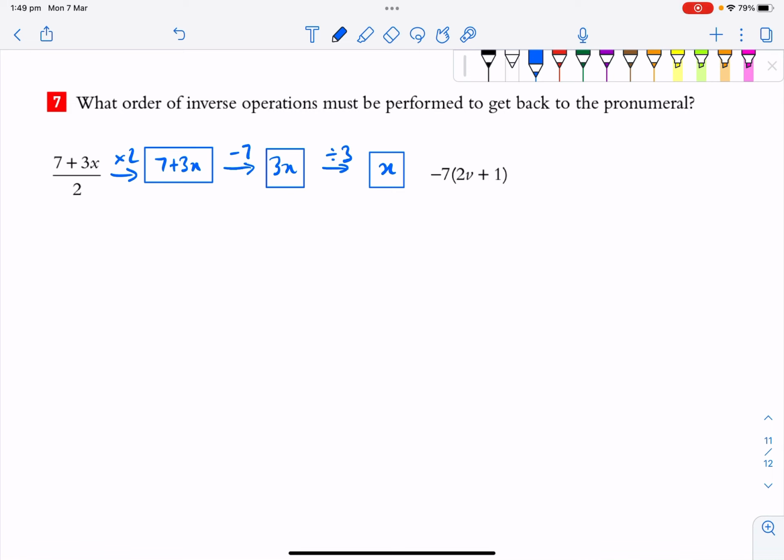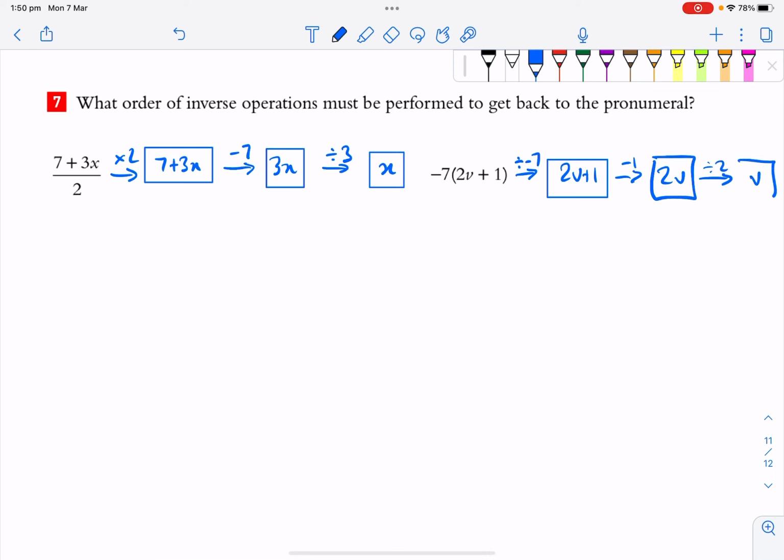Let me start from here. So here, we're going to end up at 2v plus 1. How did that happen? We divided by -7. Then we're going to end up at 2v. How do we get that? We're going to minus the 1. And then we're going to divide by 2 to get v. And that's it.